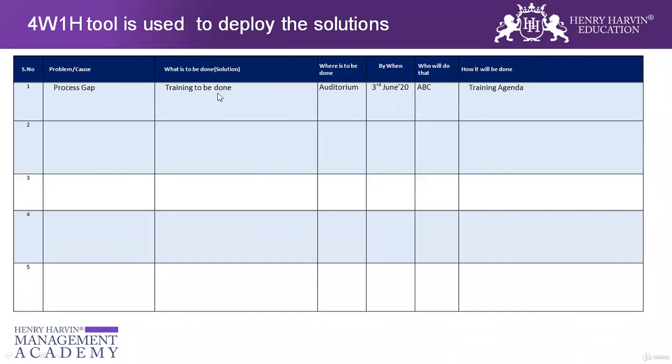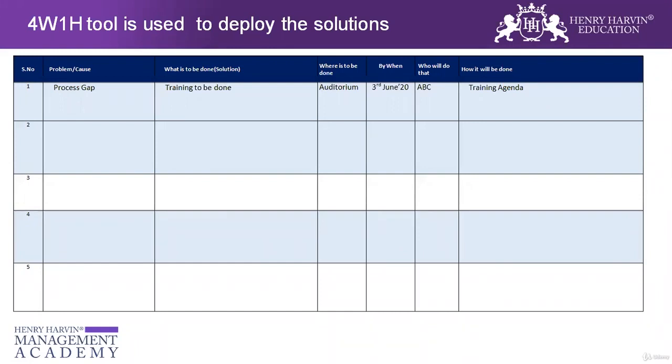Here you mention what is the solution that you will be implementing, where you are going to implement the solution, probably which particular state, which particular city, which particular area, by when you would be implementing this solution, who will be implementing it, and how it will be done. So there is an example given here. Process gap was the cause, and there was a training which is supposed to be conducted. It is to be done in the auditorium on the 3rd of June, and a person whose name is ABC will be doing this training.